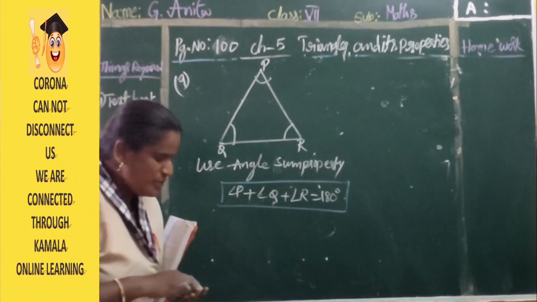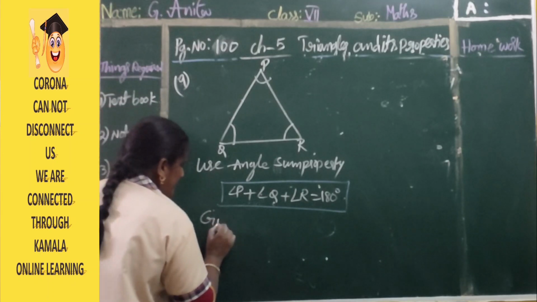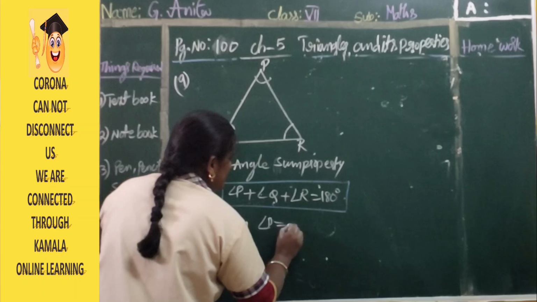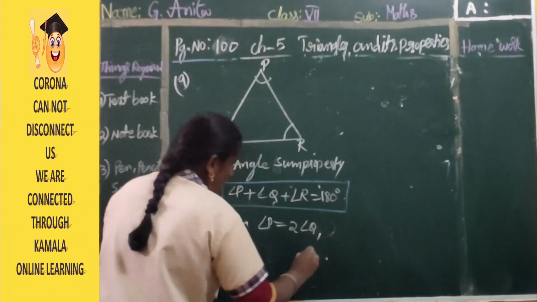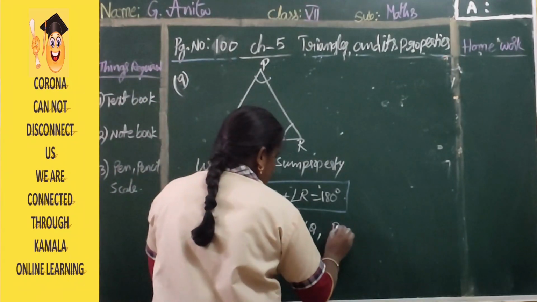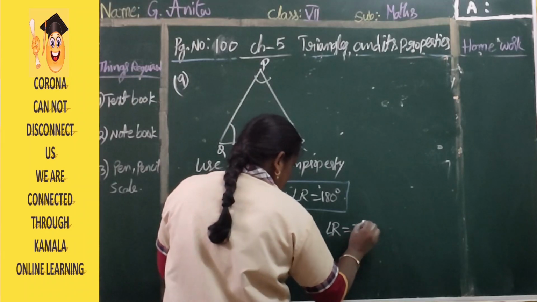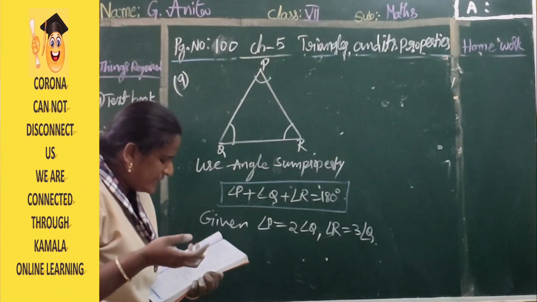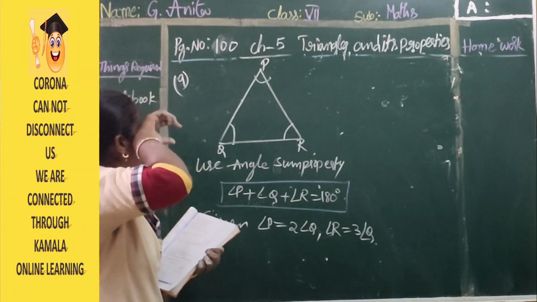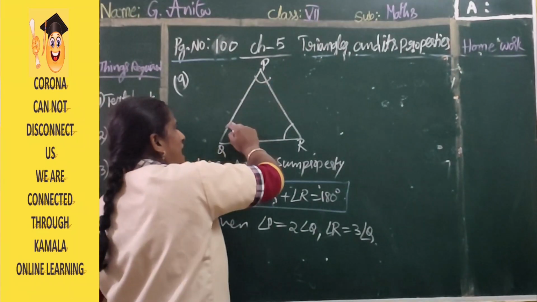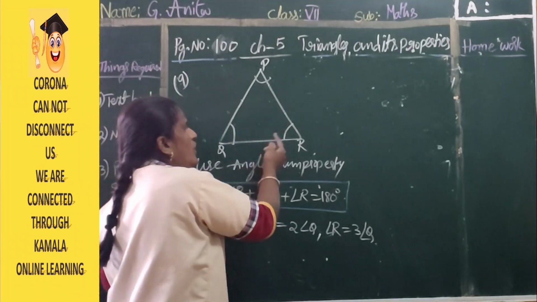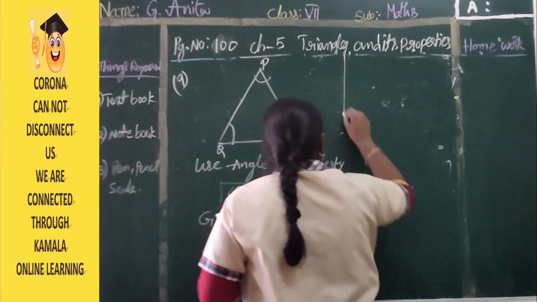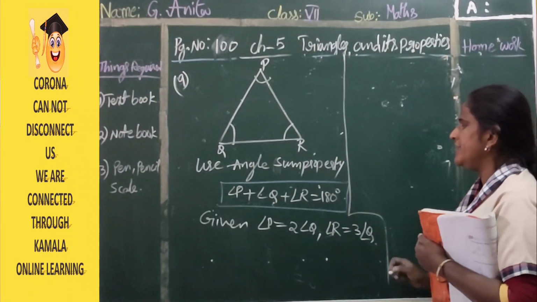So in this, what is given? Given angle P is equal to 2 angle Q. Next, angle R, they are not given any values, in terms of angles only they are given. Calculate the angles of triangle PQR. You have to calculate the value of angle P, the value of angle Q, and the value of angle R. We need to find these. So use the angle sum property only here.